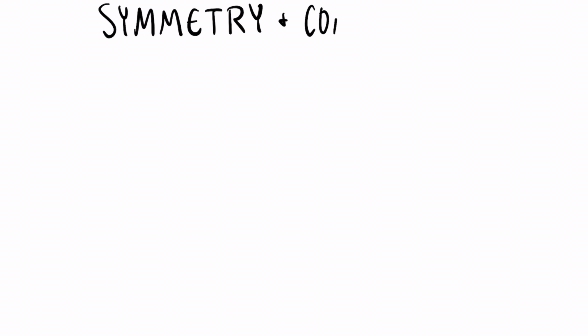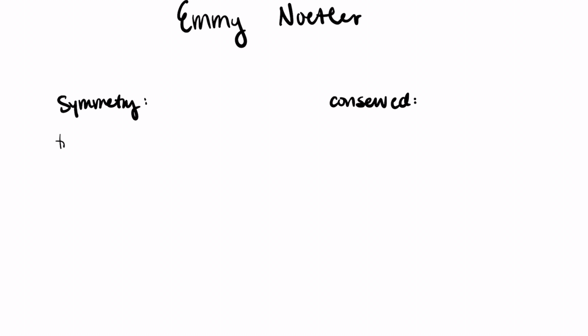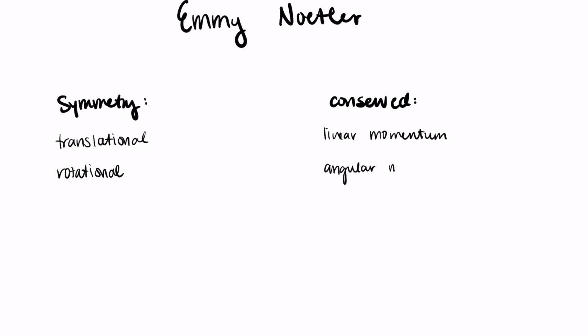Let's start with symmetry and conservation laws. What does this mean? Well, the big idea here is that geometry drives physics. The geometry of a system has an effect on the physics at play. Emmy Noether, a German mathematician, developed a theory to describe this phenomenon. Noether's theorem states that in a system with continuous translational symmetry, linear momentum is conserved. In a system with continuous rotational symmetry, angular momentum is conserved.